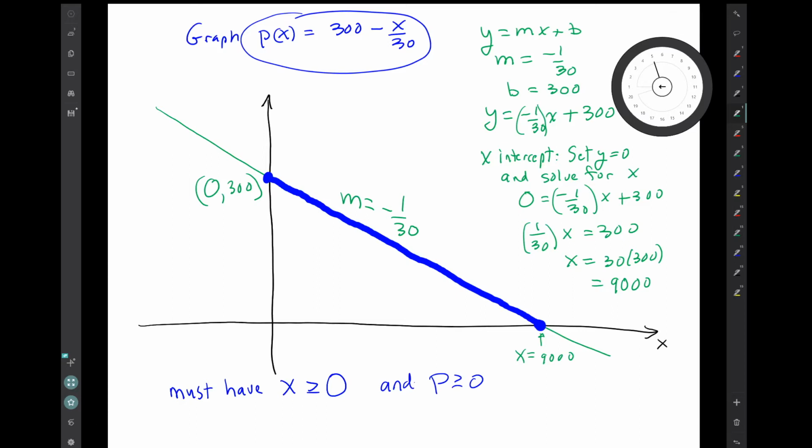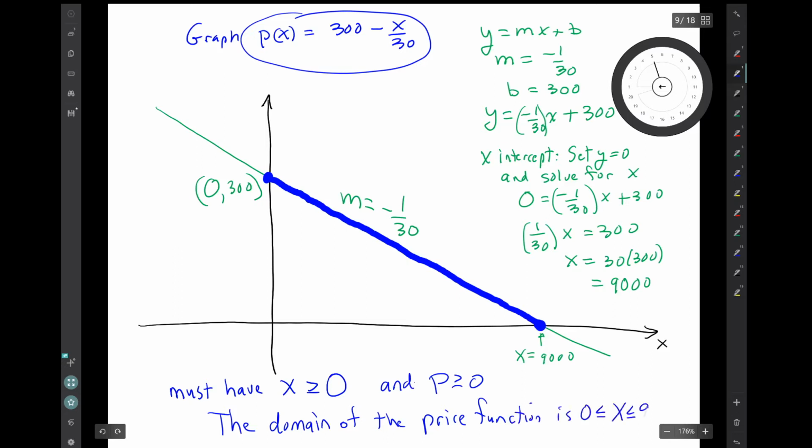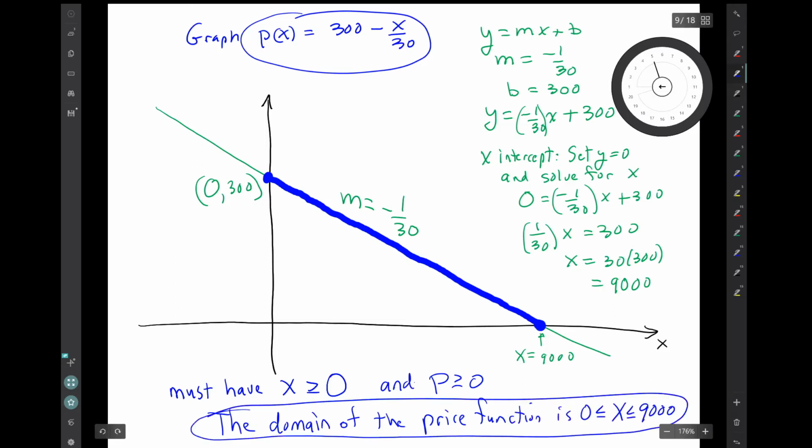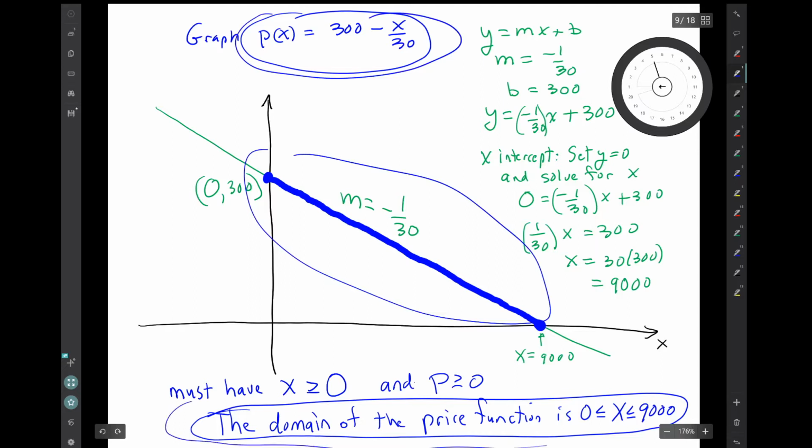So we see that the x-coordinate of that point over there, that's the x-intercept, is x equals 9,000. So the domain of our function is x has to be greater than or equal to 0 and less than 9,000. So that's the end of question A. Question A, again, was to find the price function, graph it, and find its domain.